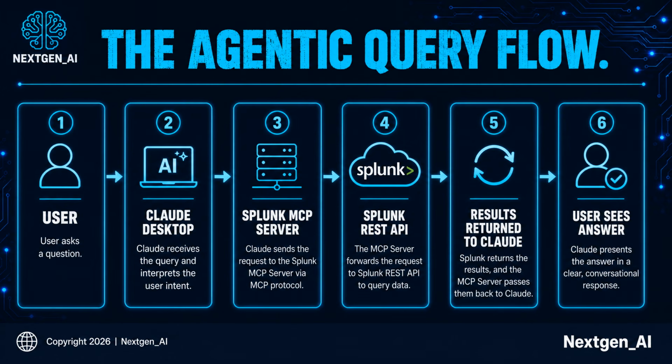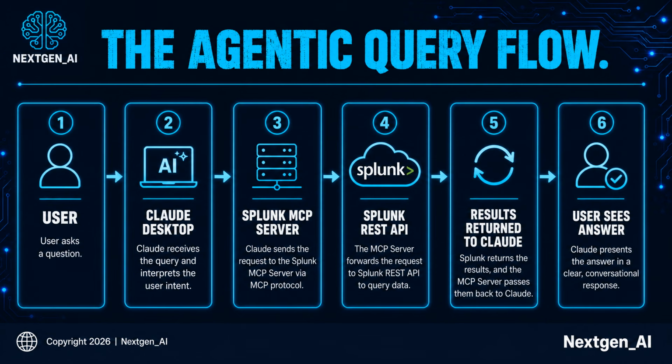The second layer is the Splunk MCP Server. This is a lightweight application that runs as a separate process, either on your local machine or on a dedicated server in your network. It exposes a set of named tools, like execute SPL, list indexes, and get alert status, that the AI client can discover and invoke. The third layer is your Splunk Enterprise or Splunk Cloud instance. This is where the actual data lives and where the searches are executed.